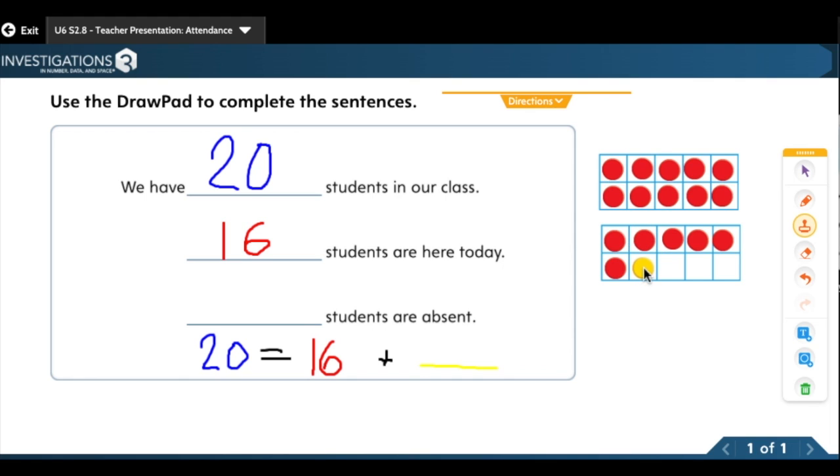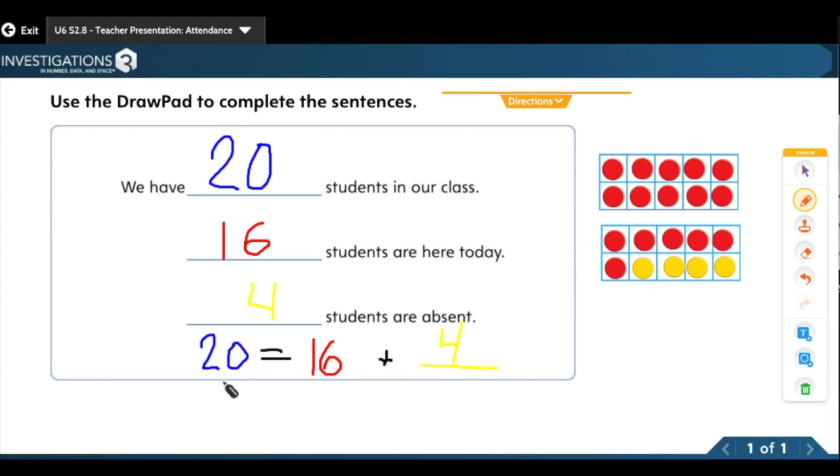16, 17, 18, 19, 20. If 16 friends are here, how many friends are absent? If you said 4, nice job. Yeah, we needed 4 counters to finish filling out our tens frames. So we can see that there are 20 students in our class. 16 of those students are here today. 4 students are absent. So 20 equals 16 plus 4.